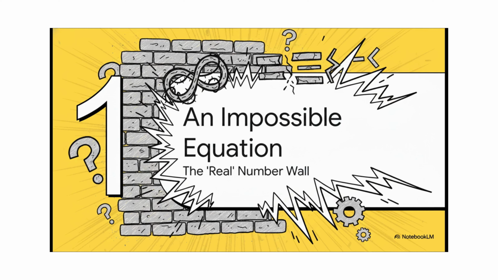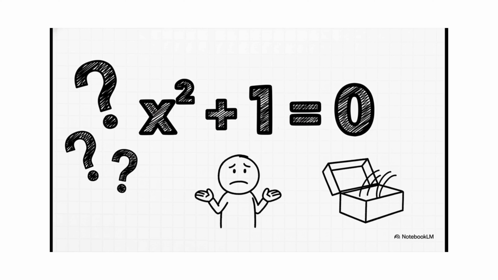You know, that simple little question, it actually shows us a wall. It's like a barrier that the numbers we use every single day, what we call the real numbers, just can't break through. Okay, so here's what that problem looks like in algebra. x squared plus 1 equals 0. Now to solve for x, you'd have to find a number whose square is -1. And using the numbers we all know and love, it's impossible.